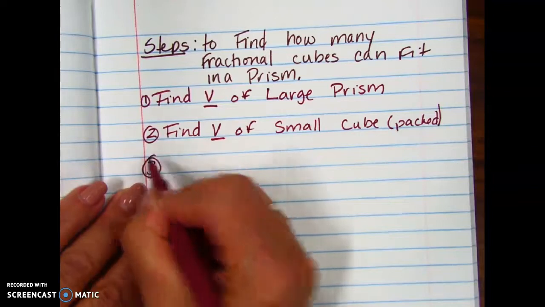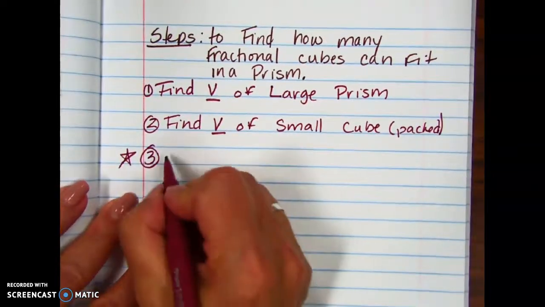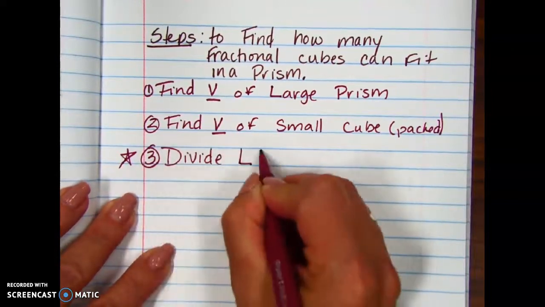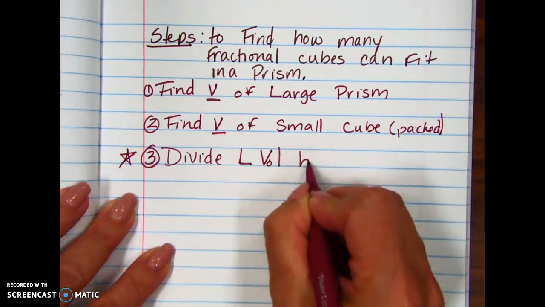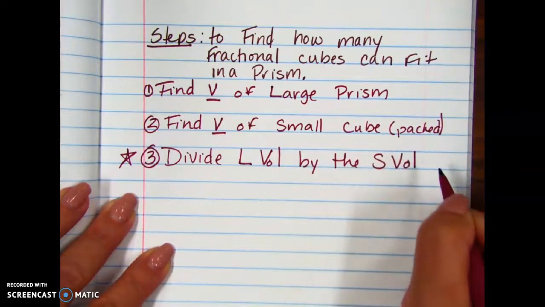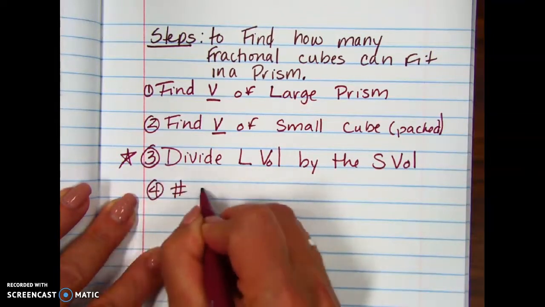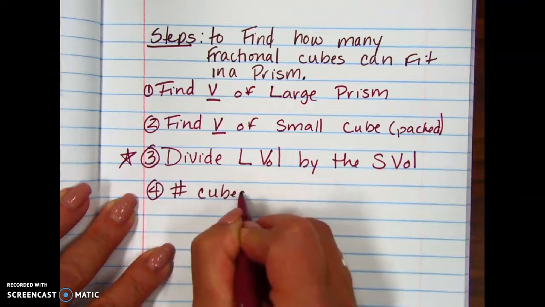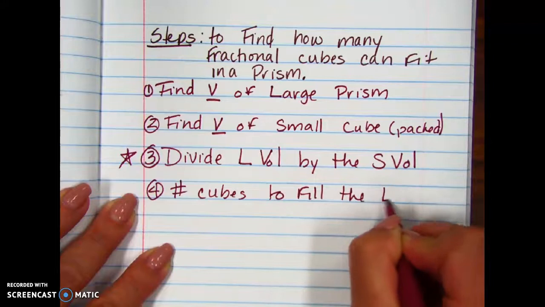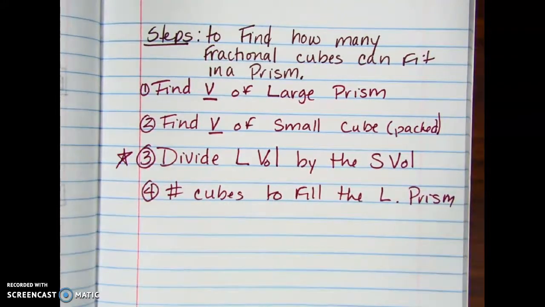Step 3, this is ultimately the most important step. You're going to divide the large volume by the small volume. And number 4 is that's how many cubes, the number of cubes, to fill the large prism. All right, so let's look at this as an example.